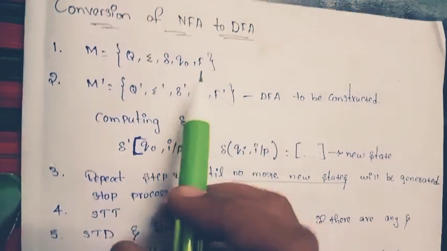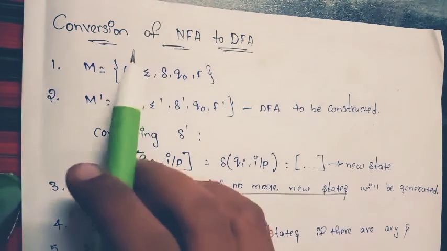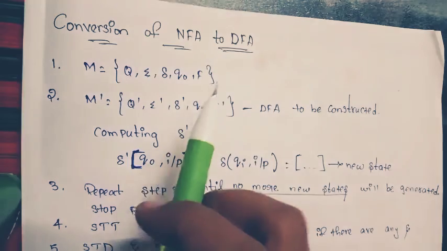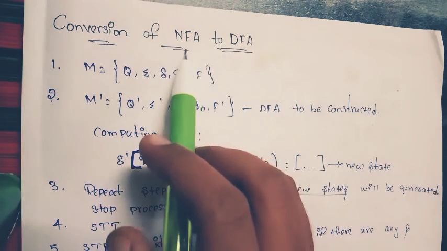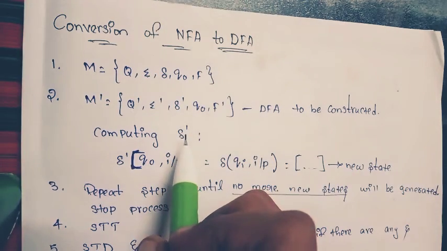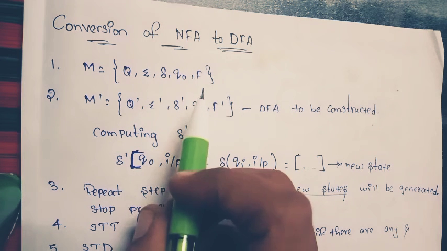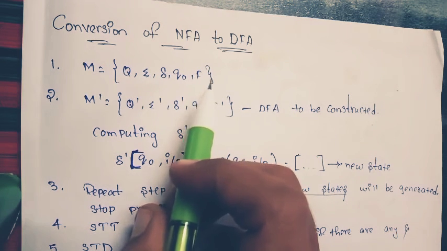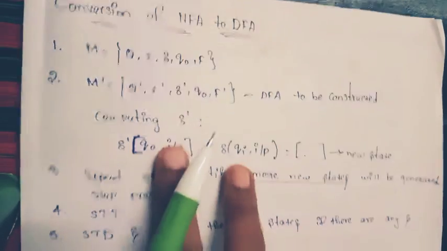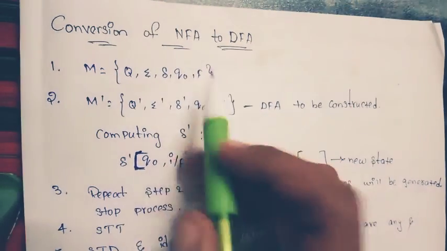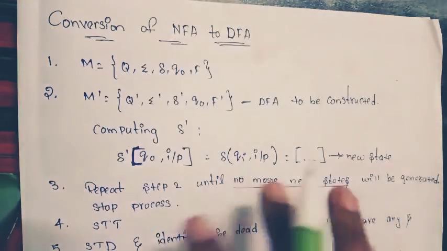Hi guys, today I am going to explain the conversion of NFA to DFA. I think you already know what is meant by NFA and DFA. In my previous video, I explained the conversion of NFA with epsilon edges to NFA without epsilon edges. Then let's see the procedure for the conversion of NFA to DFA.